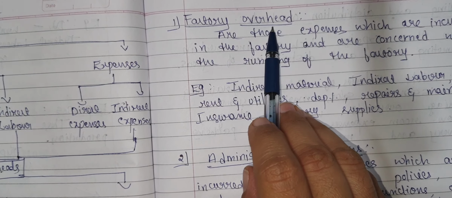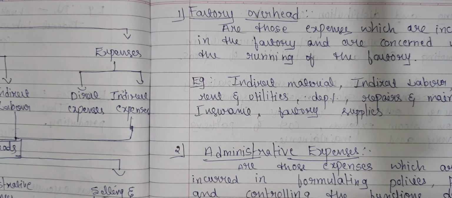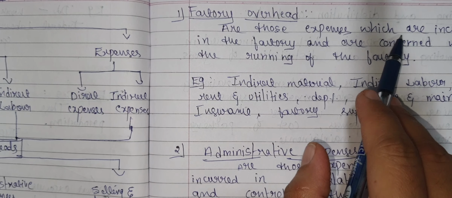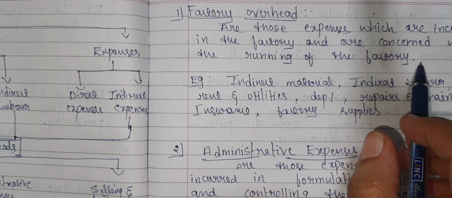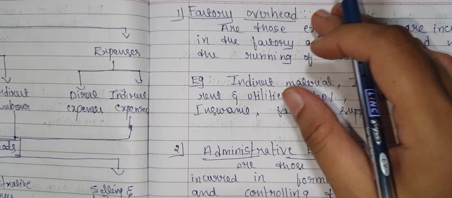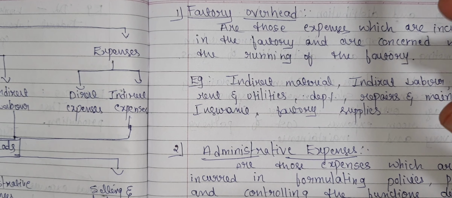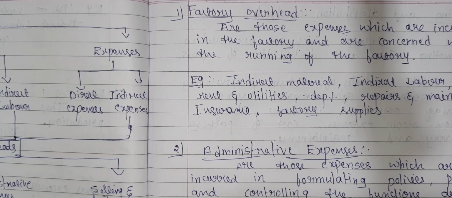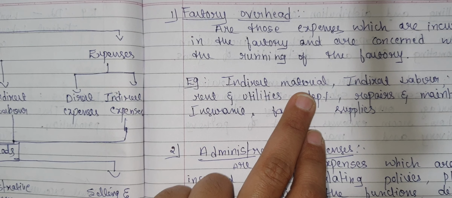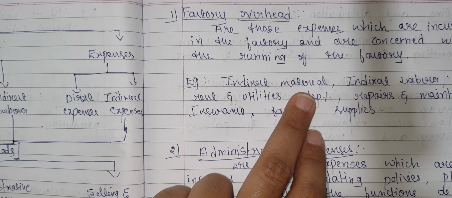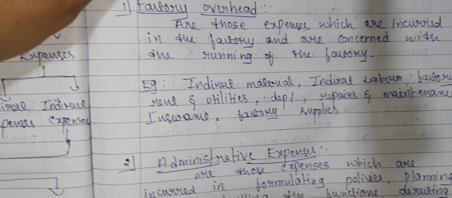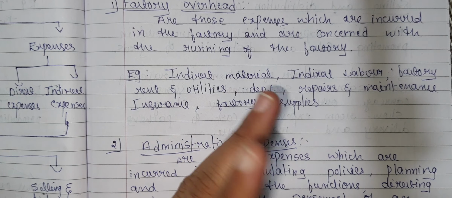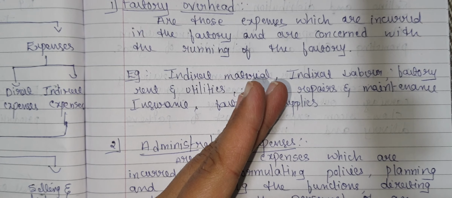In that, first one is factory overhead. It means those expenses which are incurred in the factory and are concerned with the running of the factory. Means factory overhead is all the cost incurred in running the factory. For example, indirect materials like lubricants or any cleaning supplies. Okay, so these are the indirect materials. And indirect labor means salary of factory supervisors or security guards, maintenance staff.